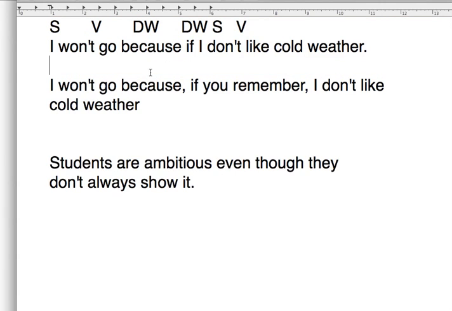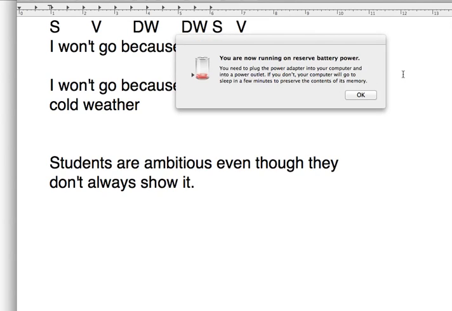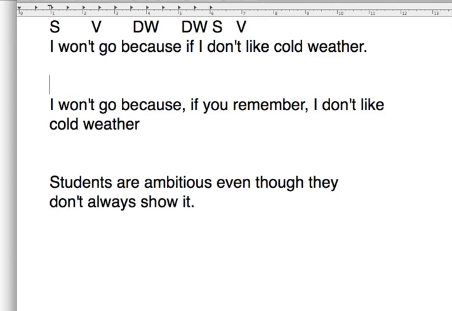However, you may see some dependent words right next to each other because they may each have their own subject and verb, especially if one dependent clause is in the middle of another dependent clause. So pay attention to this sentence. I won't go. Okay, this is the same. Subject and verb. Because is a dependent word. If is a dependent word. Okay. Now for each of these we ask what, right?